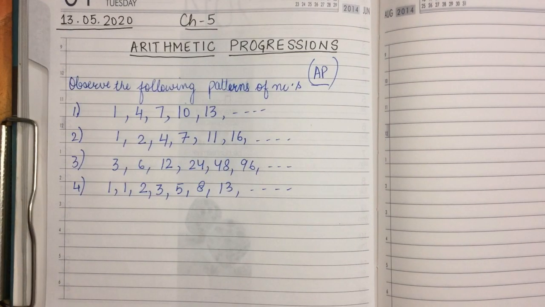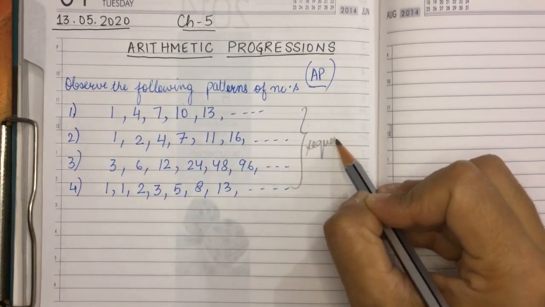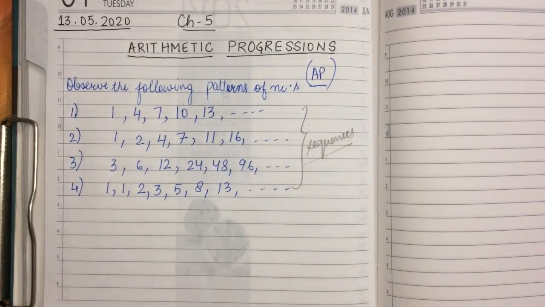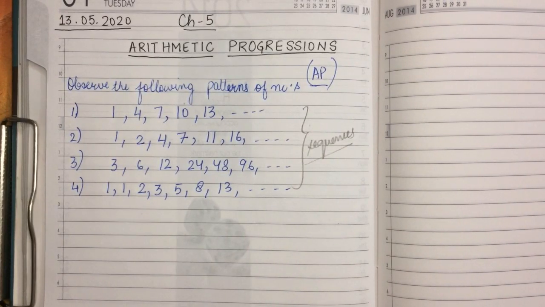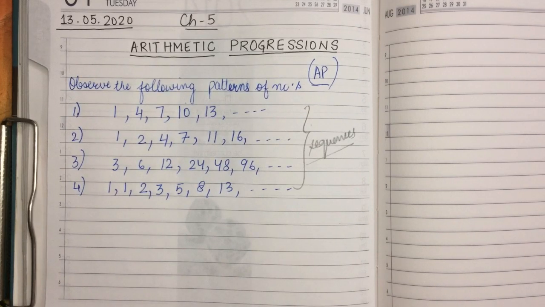So I have listed a few patterns of numbers here. I would like you to observe these patterns. All these patterns of numbers are called sequences. Sequences means you have a list of numbers and the list follows a pattern in some way. So you have done these sorts of questions in mental ability where you have been given a pattern and you have to find out the next number in the sequence. So as for now, I have listed a few examples and you can observe the pattern in each of the following.